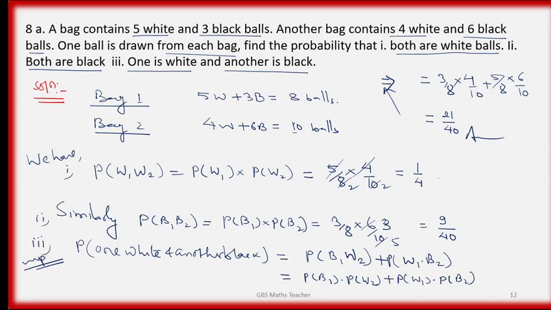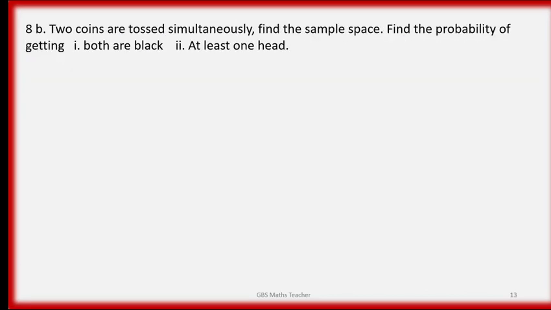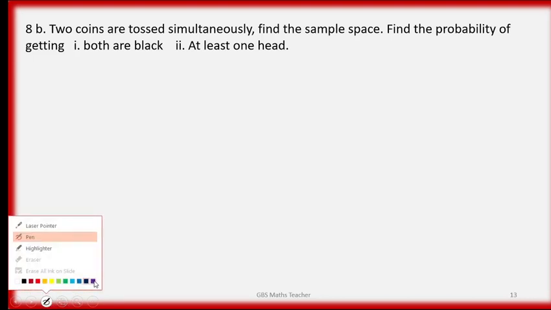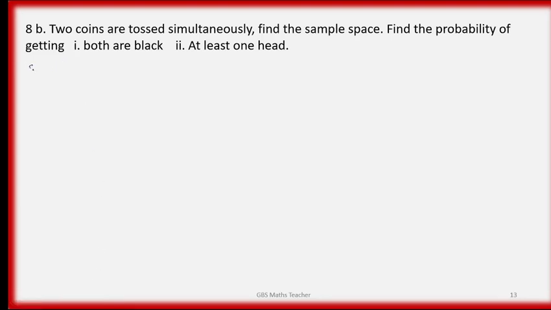Now moving to the next question, dear students. Solution. Before starting the solution, let me highlight the question. Two coins are tossed simultaneously. Find the sample space. No doubt we can find. Find the probability of getting both are black and at least one head.